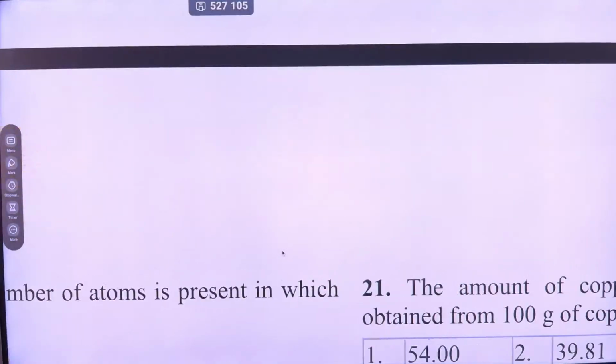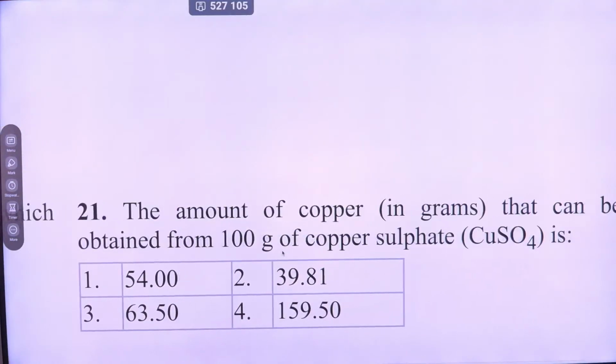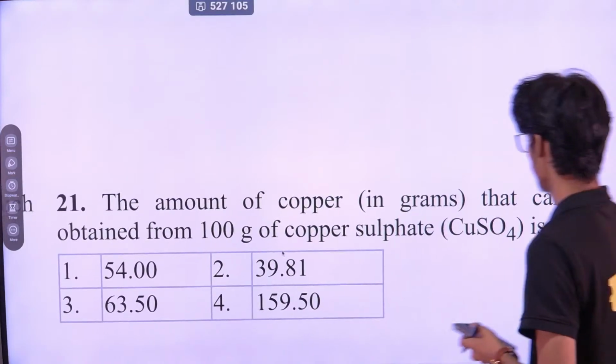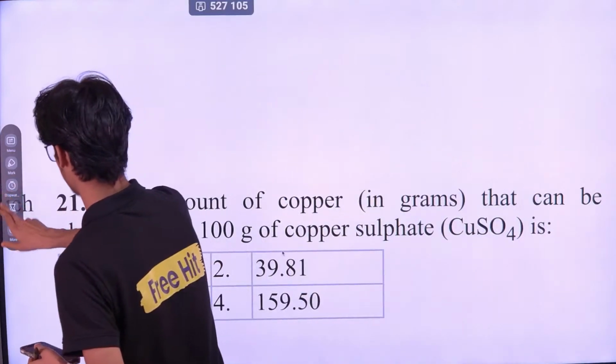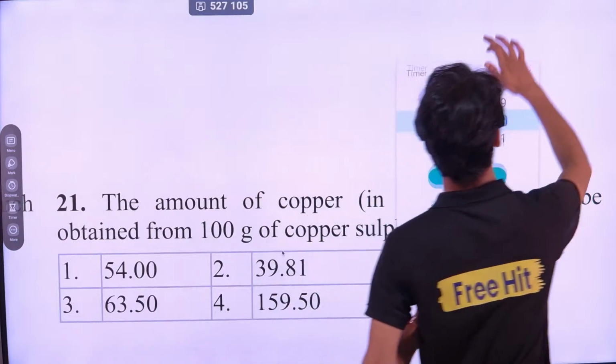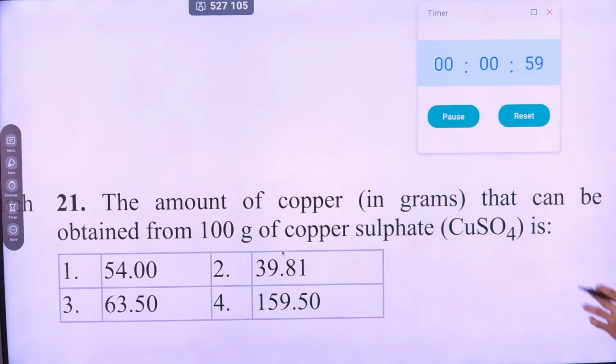Okay, try not to see the questions. The amount of copper in grams that can be obtained from 100 gram of copper sulfate. So first of all, what is the mass of copper, guys? Answer me. Ask yourself first, what is the mass of copper, and then you will be able to. I think it is somewhere around 63, I guess.